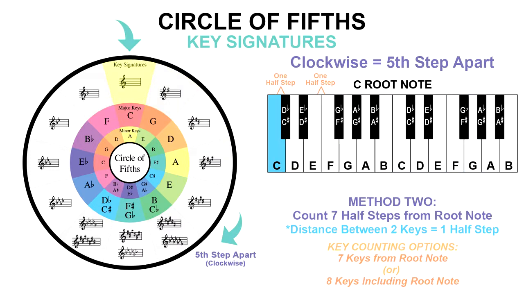Now, for those of you who don't know your scales yet, another easy way to get to the fifth is to use the piano keys to count 7 half steps. The distance between each individual key represents a half step or semitone from the last. So for example, just count 7 half steps from C: C sharp, D, D sharp, E, F, F sharp, G, and you get G. If you count 7 half steps from G, you'll get D.